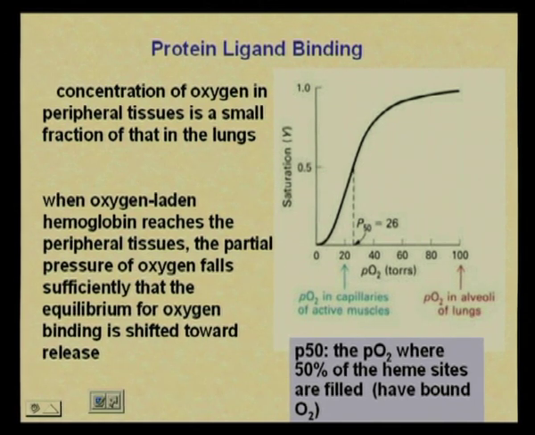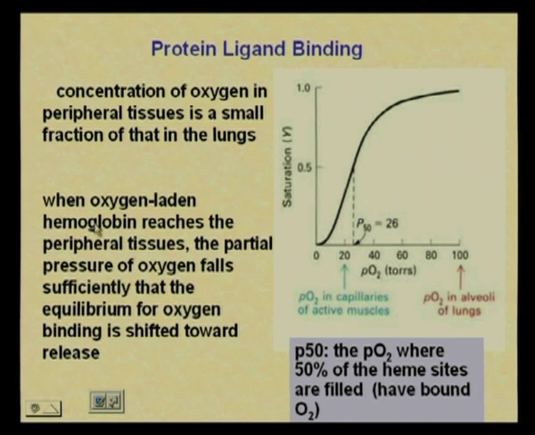But usually what happens, it's either an all or none situation, because as soon as one of the oxygen molecules binds to one heme, what does it do? It behaves in a cooperative fashion and it helps the binding of the other oxygen atoms also. So, the other oxygen atoms bind very quickly. So, what do we have? The concentration of oxygen in the tissues is a small fraction of that in the lungs, that we understand.